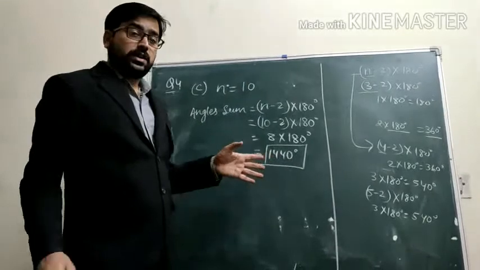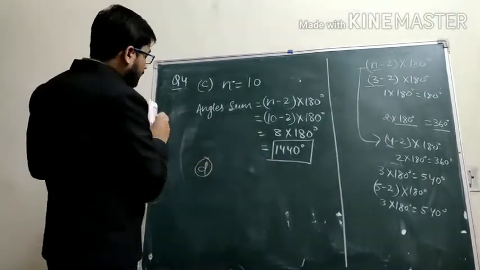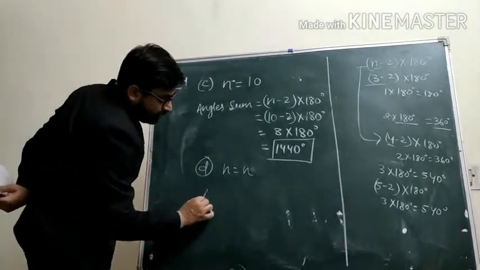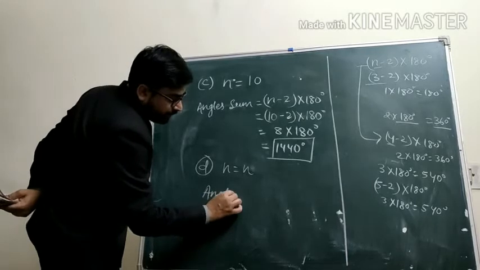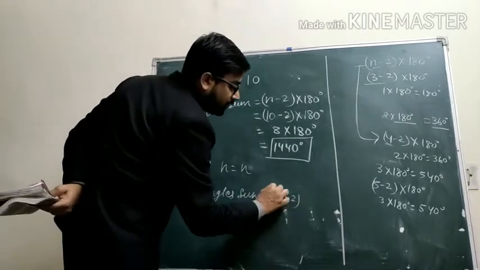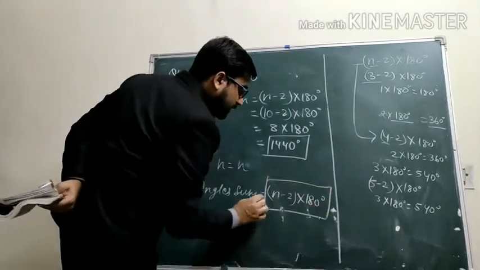Whatever the given condition, the number of sides is n. Here n equals n. So the angle sum of an n-sided figure is n minus 2 into 180 degrees, that is the formula itself.